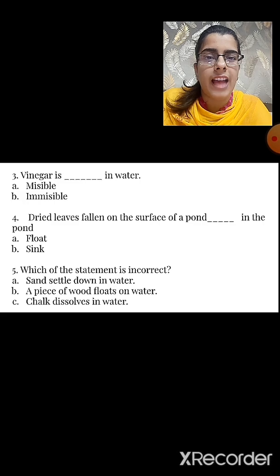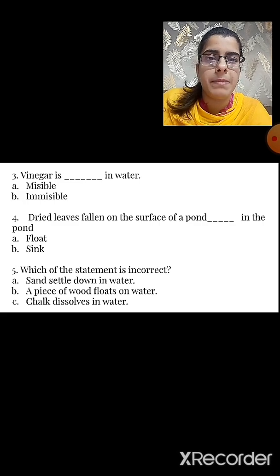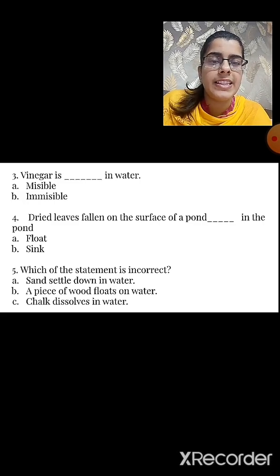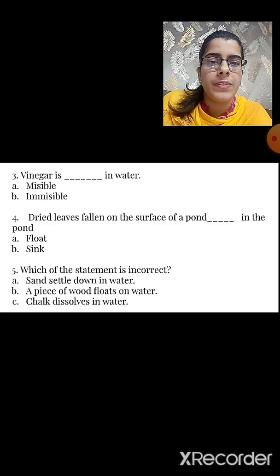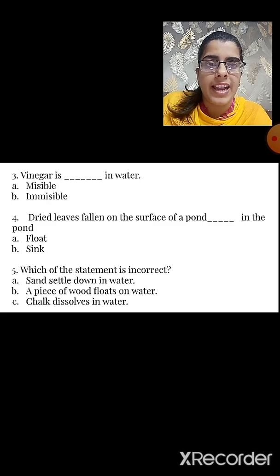Vinegar is a dash in water. Is vinegar miscible or immiscible? Vinegar is miscible in water. It mixes with water. Dried leaves fallen on the surface of a pond, do they float or sink in the water? Dried leaves float in the water.